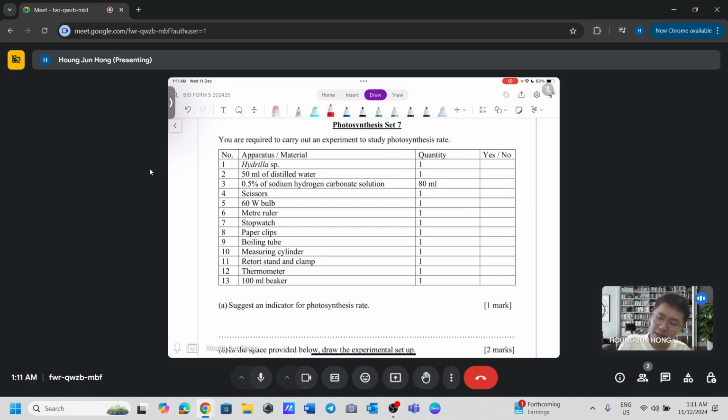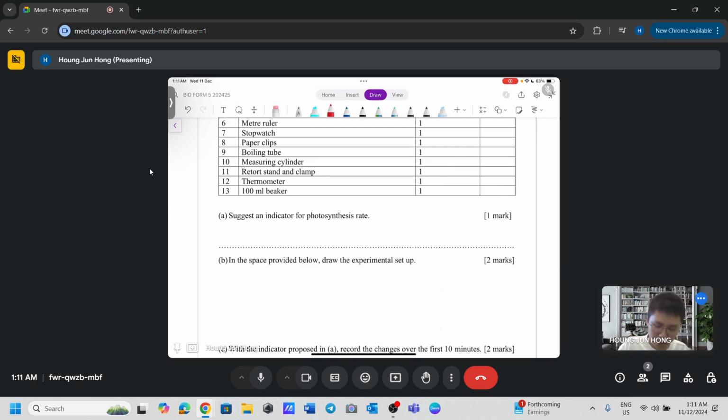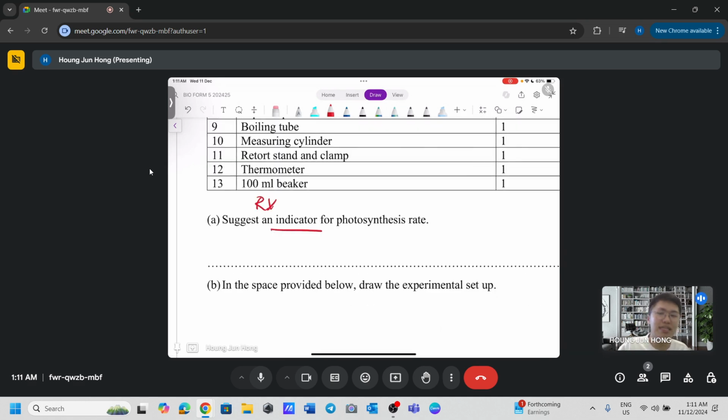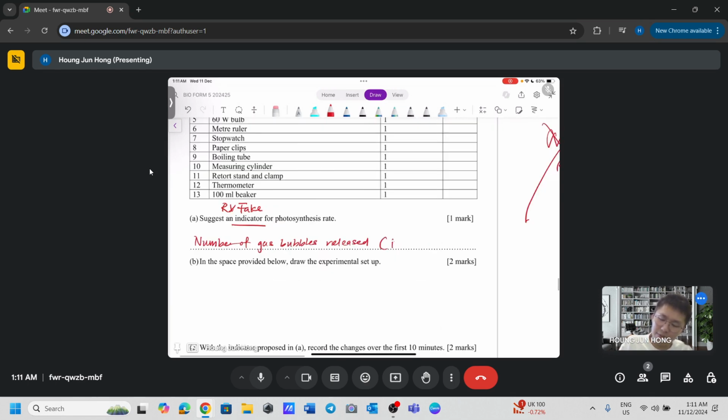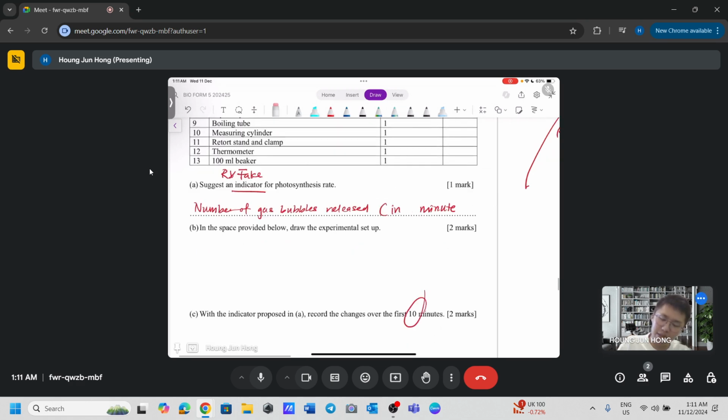Okay, first one, very simple. How do you see the photosynthesis rate? This is basically our RV. What is the indicator? What is the evidence, the measurement standard, for your RV? So this is RV basically, which is the number of gas bubbles released. You can even put a timing, maybe in 5 minutes. If you go down you can see 10 minutes, so you can say in 10 minutes.